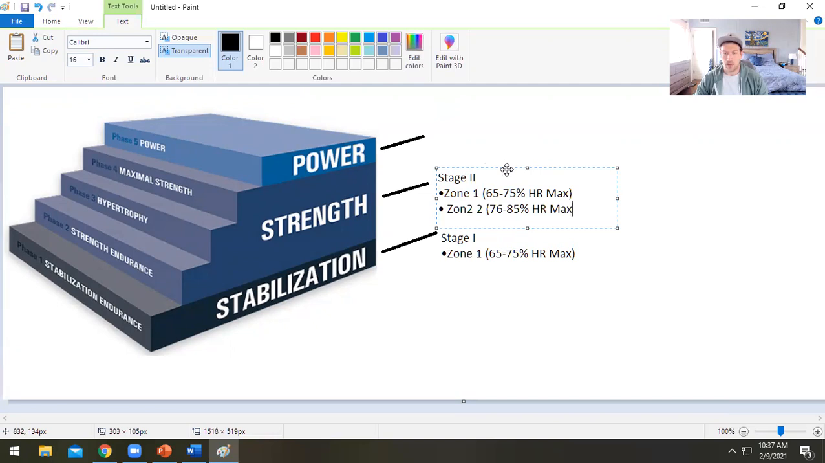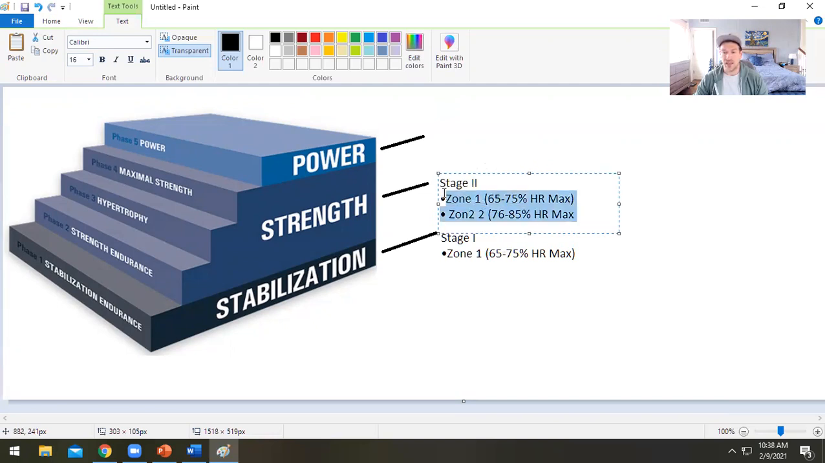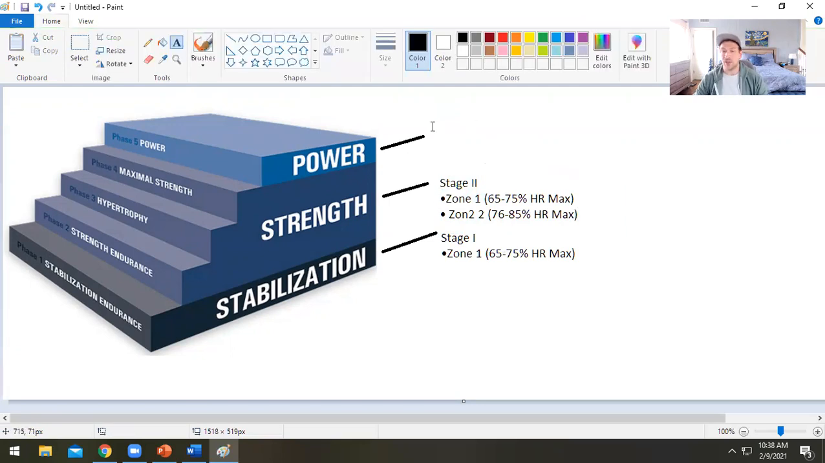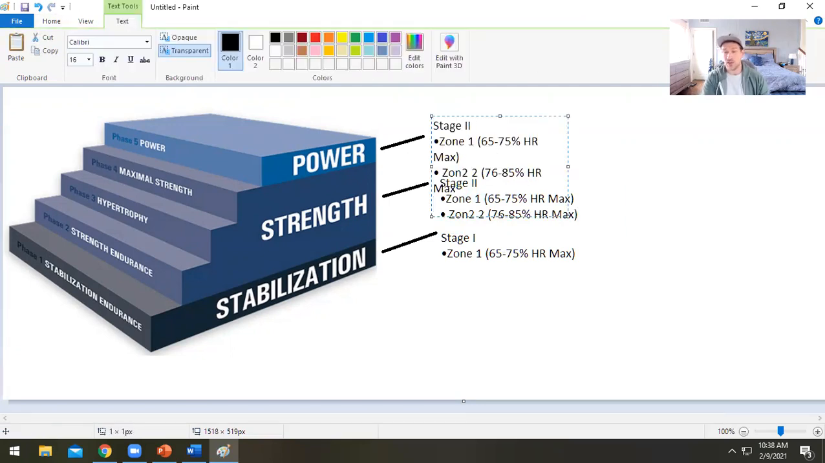And then if our client is in the power level, they're going to qualify for stage 3, which is going to actually consist of all of these, right?